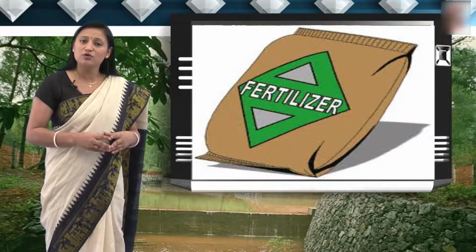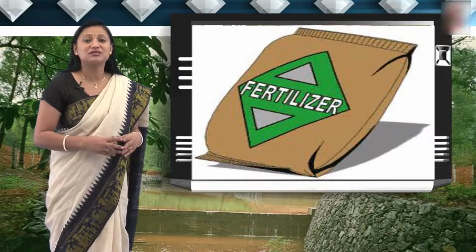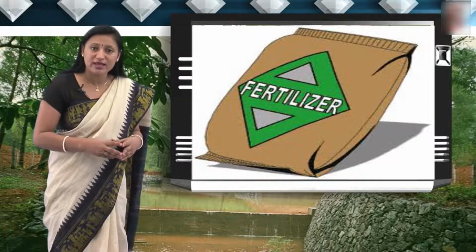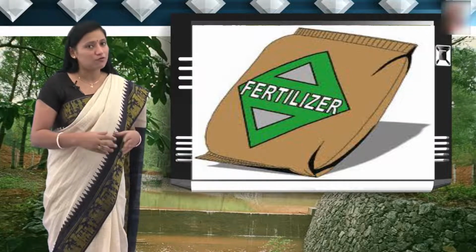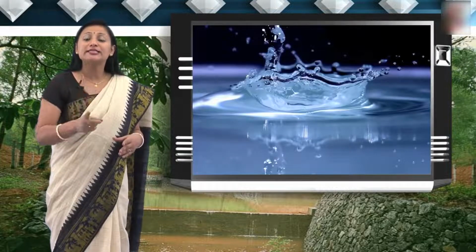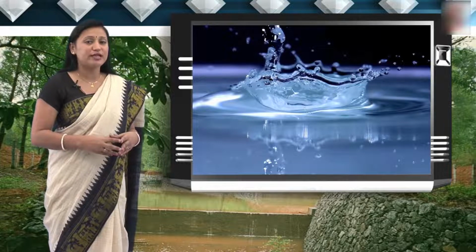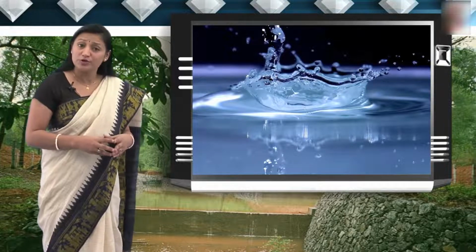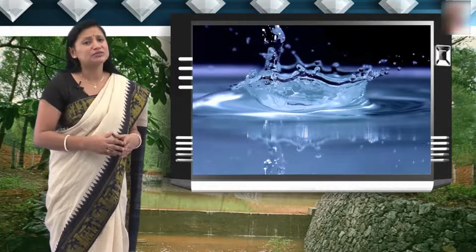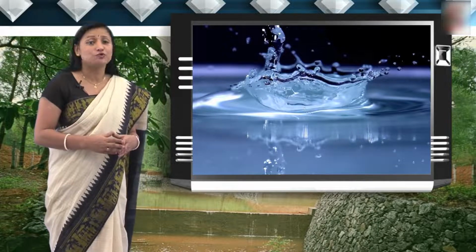Yes, the overuse of fertilizers and pesticides or a poor drainage system leads to a pollution of water. Therefore, it is a serious need to protect the water from getting polluted, which would otherwise make it difficult for us to use water.